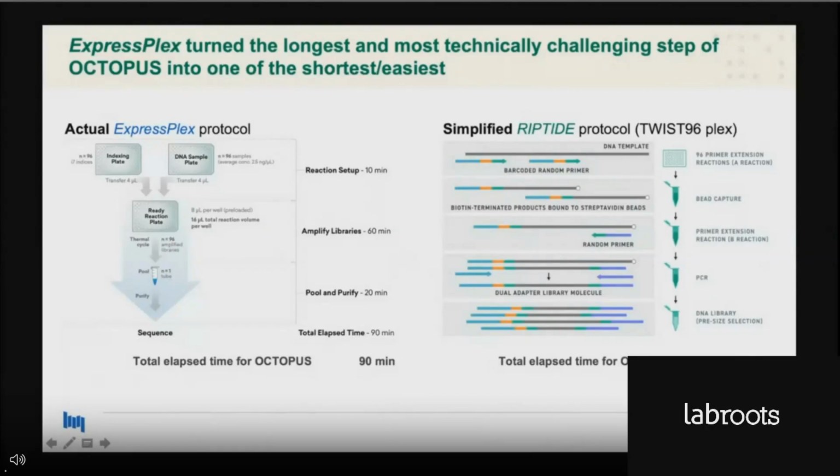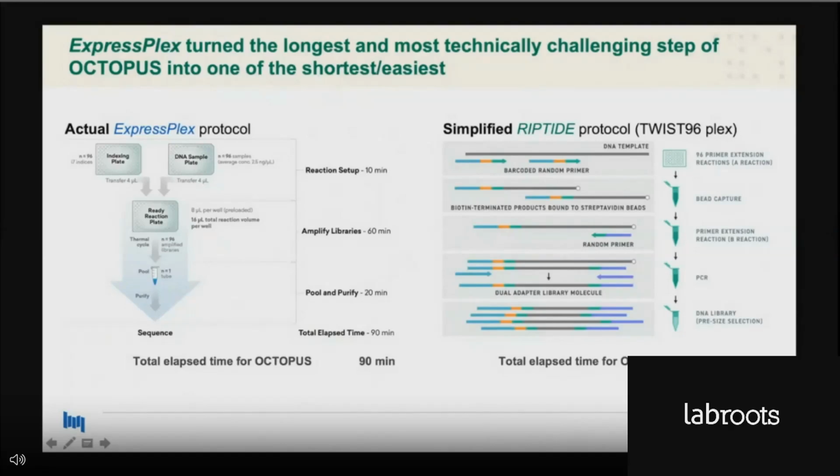Compare that to the RIPTIDE protocol, which, if you know, RIPTIDE was bought out by Twist. It's now called Twist 96plex, but we refer to it as RIPTIDE because we never actually bought any kits from Twist. We had so many of the RIPTIDE kits. But anyway, compare that to the RIPTIDE protocol: super long, takes about 5 to 6 hours, many steps, many ways that you can mess this up. There was always training involved. And so we saw the ExpressPlex protocol and we were like, yes, we would love to be the alpha testers for this product.